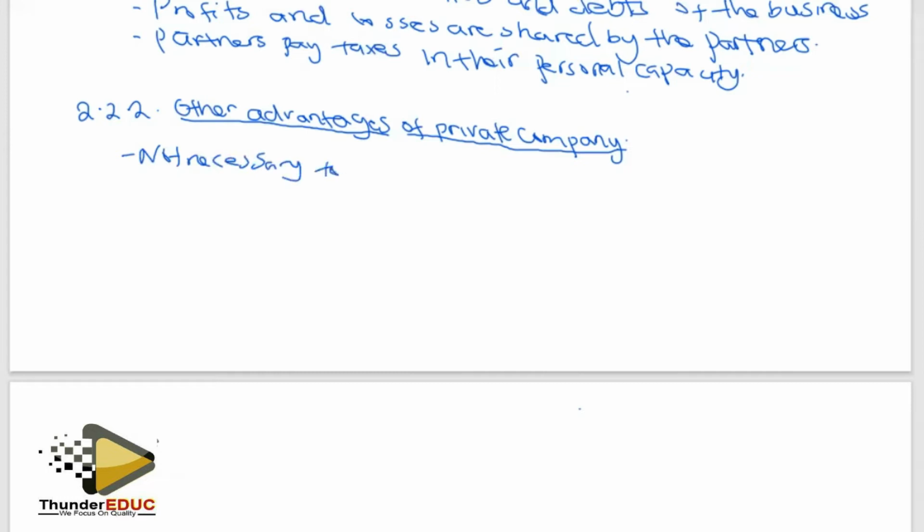to appoint an auditor. It is a private company. It's not a public company. This makes it cheaper compared to public companies where an auditor is a must that must come and audit the books of account, isn't it?